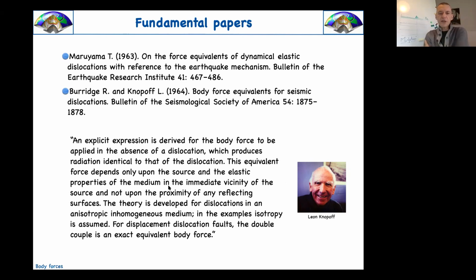By the way, this is the abstract that I grabbed from the paper. Explicit expression, dislocation, and look at the final statement. For displacement dislocation faults, what does it mean? A tectonic event where you don't have opening or explosions. That's a different story; a representation theorem can be used also in that case, but here they are referring to a shear dislocation, so a tectonic movement, stick and slip. The double couple is an exact equivalent body force. Now, it's an equivalent. Don't think that we have double couples inside the Earth. We have ruptures inside the Earth, but we can represent them, so it's an equivalent, and we can use that. That's the picture.